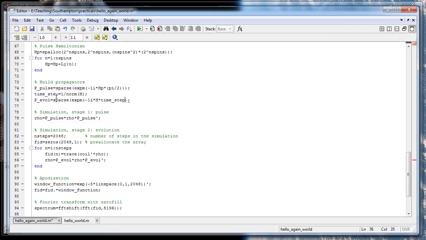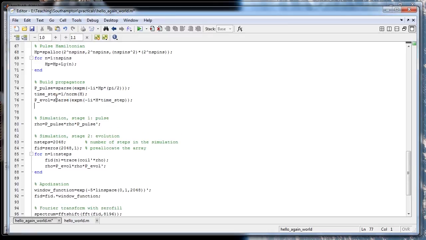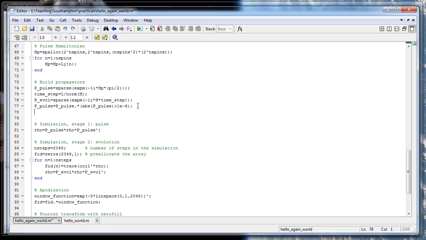Sparse. And what we'll also do is something that we call garbage collection. That is, we will actually kill all the elements of these propagators which are smaller than 10 to the minus 6. So p pulse will be p pulse, element by element multiplication by a logic matrix, abs p pulse bigger than 1e minus 6. I won't explain why, but this destroys all the small elements of the corresponding matrix. And it's important because it improves the memory footprint.